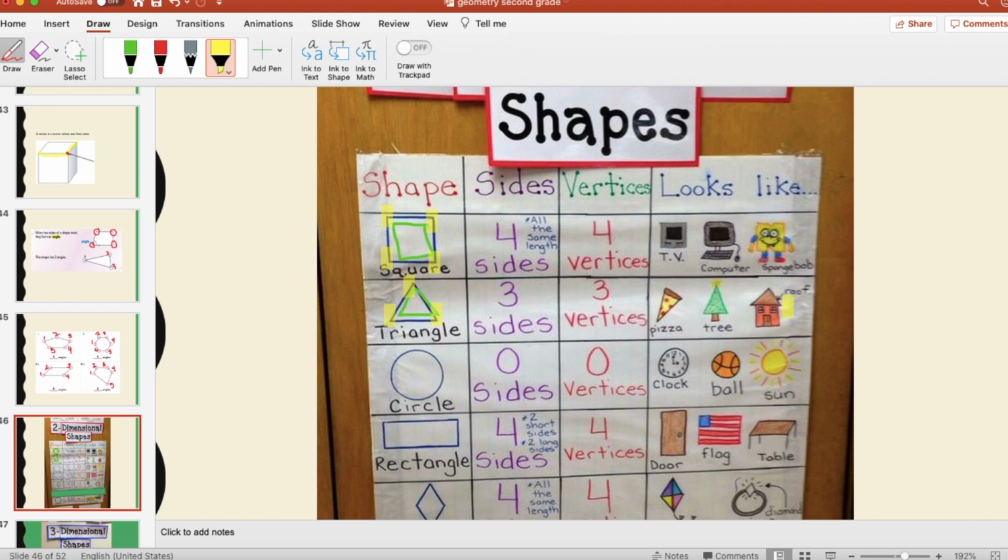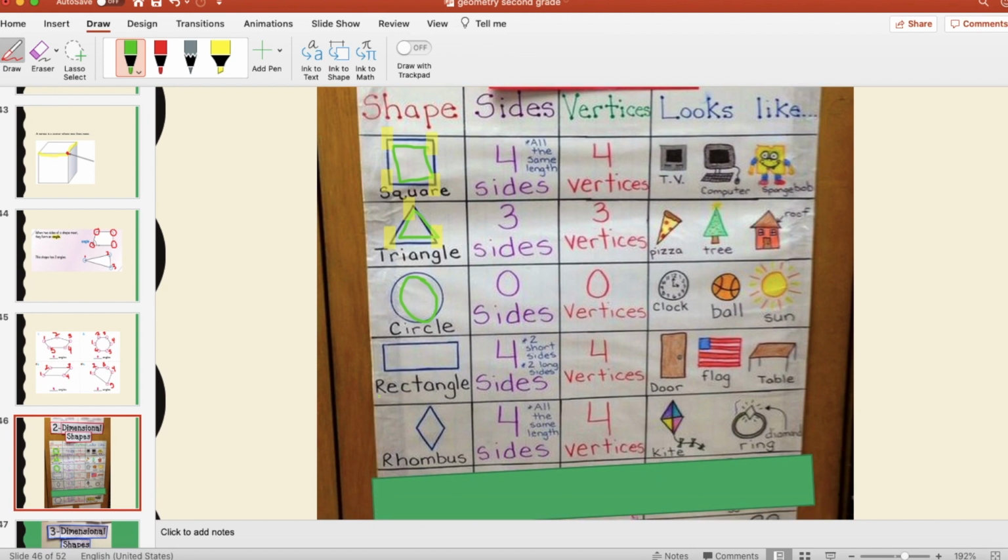And the roof of a house. Our next one is a circle. A circle, as you can see, does not have a straight line. A circle is curved. There are no straight lines there. So it does not have a side, and there are no two lines to meet at a corner, so it has 0 vertices. Some real things that look like a circle are a clock, a ball, and a sun.